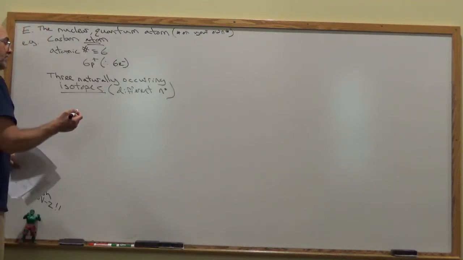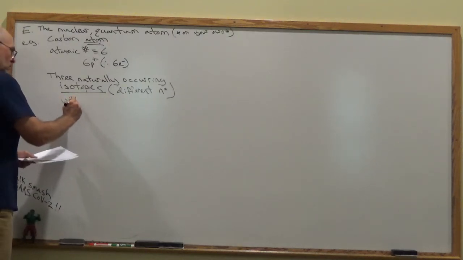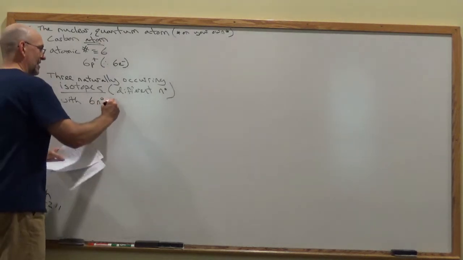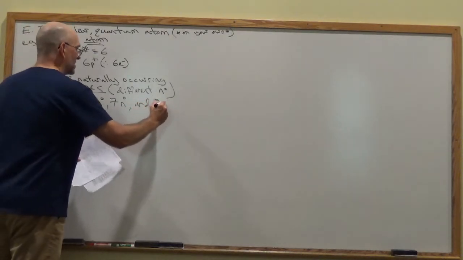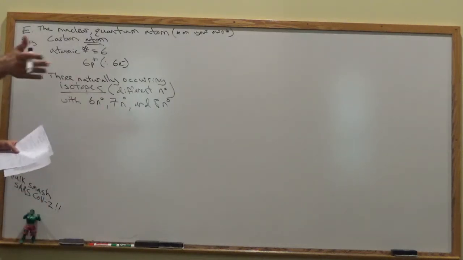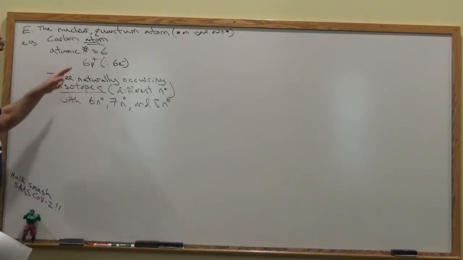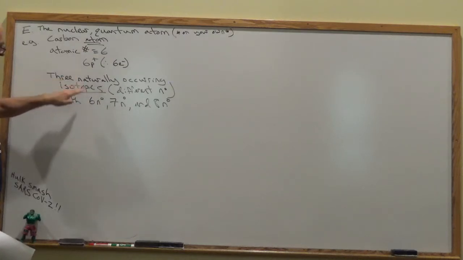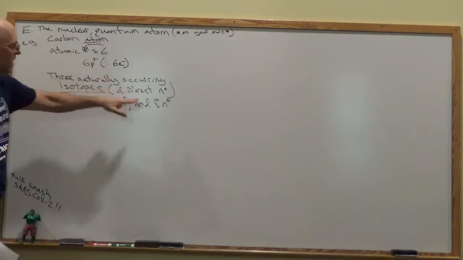So, fine, let's see here. As naturally occurring isotopes with 6 neutrons in one isotope, 7 neutrons in another isotope, and 8 neutrons in another isotope. Cool. So another definition that you saw on there is called the mass number. The mass number is the sum total of the protons plus the neutrons. So the mass number for the first isotope would be 6 plus 6, 12. The mass number for the second isotope would be 6 plus 7, 13, and then 14.